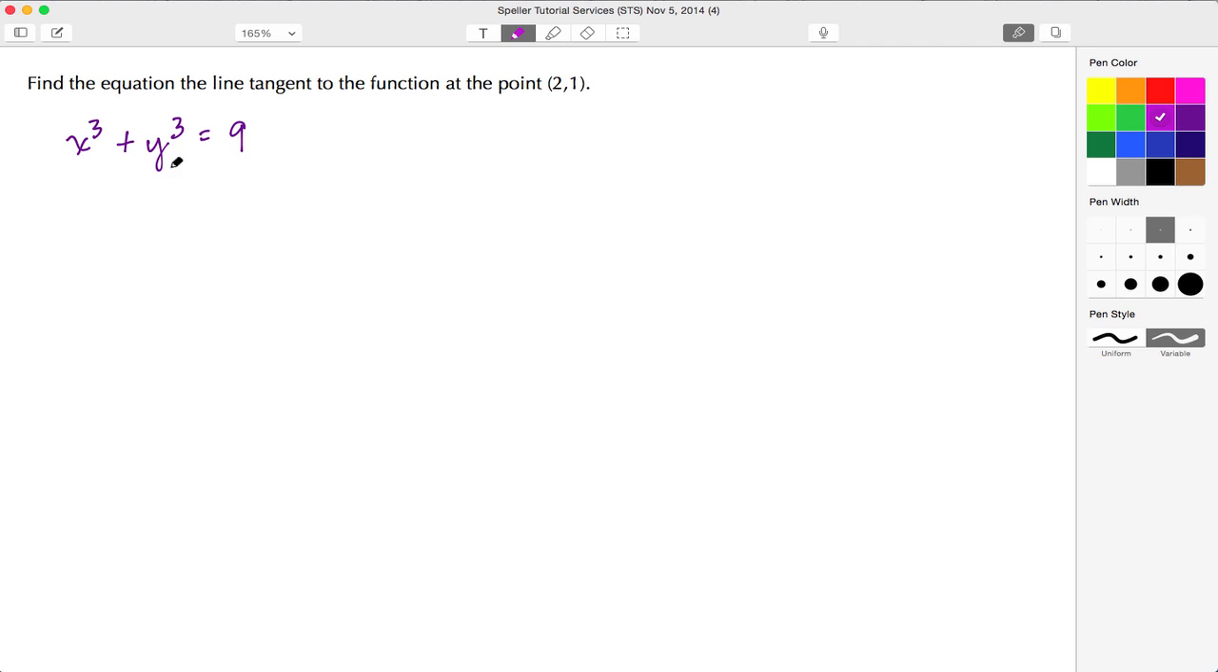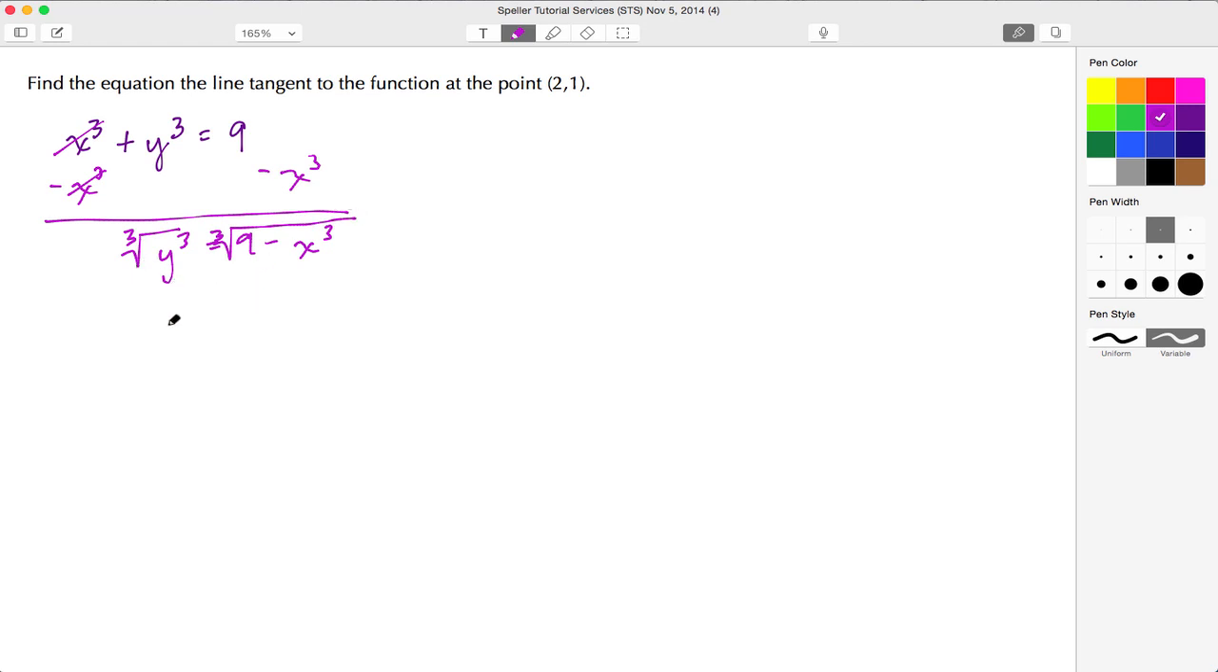I'm going to begin by subtracting x cubed from both sides. In doing so, the x cubes on the left hand side cancel out, and I'm left with y to the third is equal to 9 minus x cubed. At this point, I want to solve for y, so I need to take the cube root of both sides of these expressions.